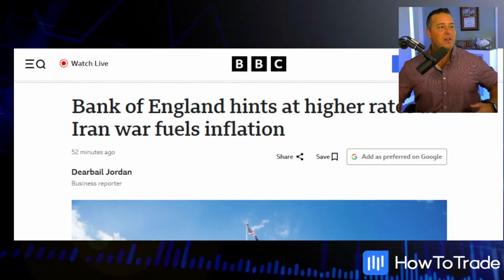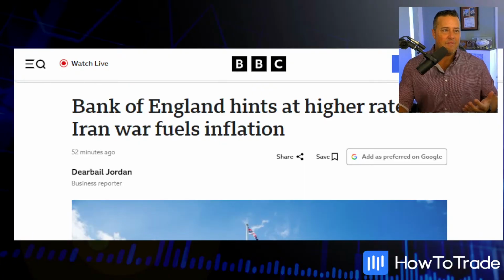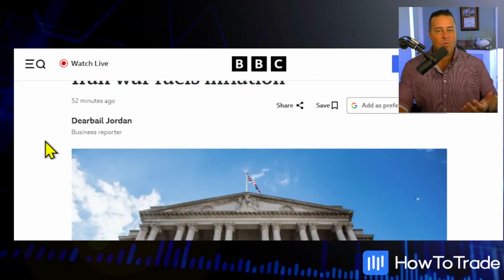So what's the deal here? Well, the dollar's on the ropes, clearly. It's off a little bit. But this is sort of the other part of that Great Britain pound narrative. Bank of England hints at higher rates as Iran war fuels inflation.